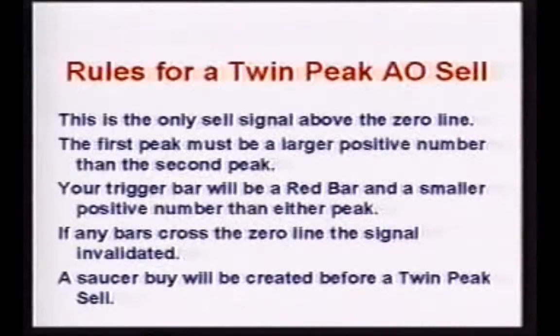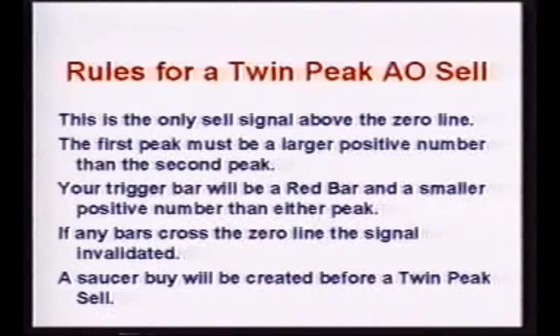Again, this is just the opposite of what the Twin Peaks AO buy signal was. This is the only sell signal above the zero line. The first peak must be a larger positive number than the second peak. Your trigger bar will be a red bar and a smaller positive number than either peak. If any bars cross zero, the signal will become invalid.